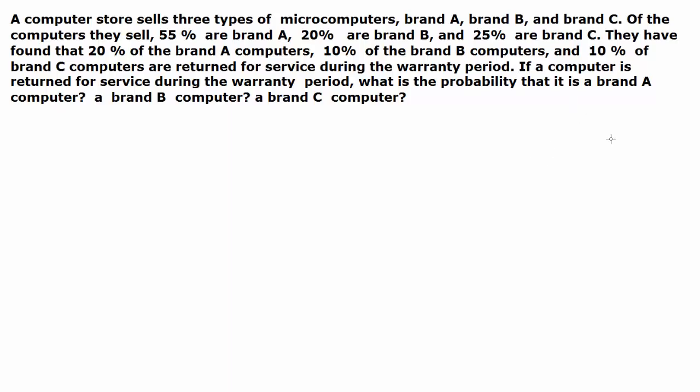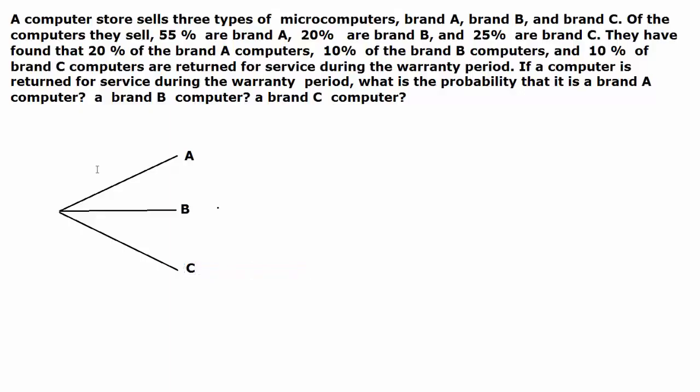So they want you to compute the posterior probability that if a computer is returned for service, it is from brand A, or brand B, or brand C. Okay, so let's understand the situation well first. If we look at a device, then the device can be of brand A, or brand B, or brand C.